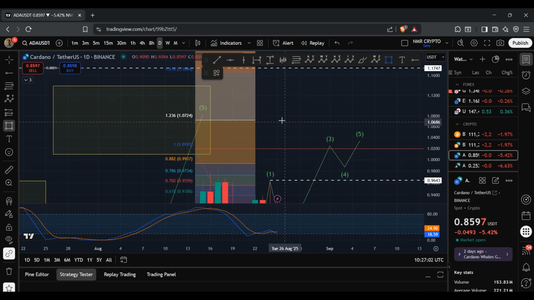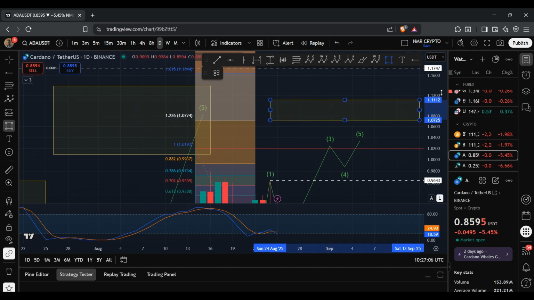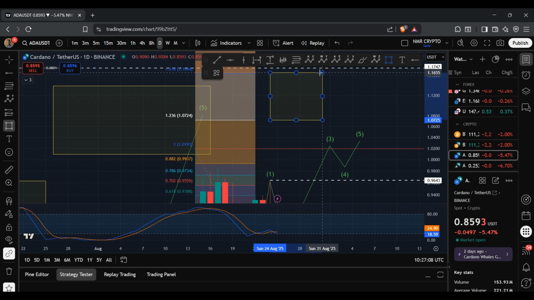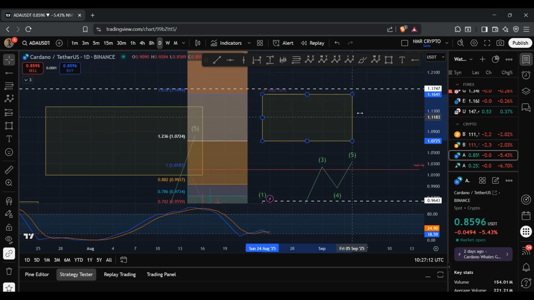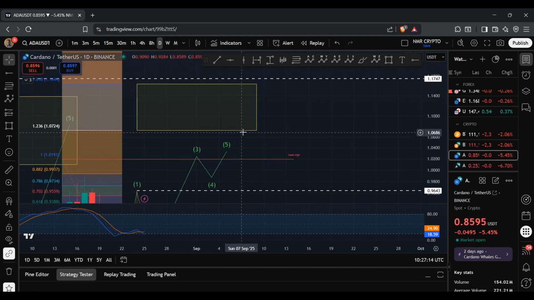And so, yeah, in the midterm, I'm looking for ADA to tap into this range between $1.07 to $1.17 or $1.16, so anywhere within this region. But of course, that's something I'm going to be tracking in the days to come, and I'll keep you guys updated.